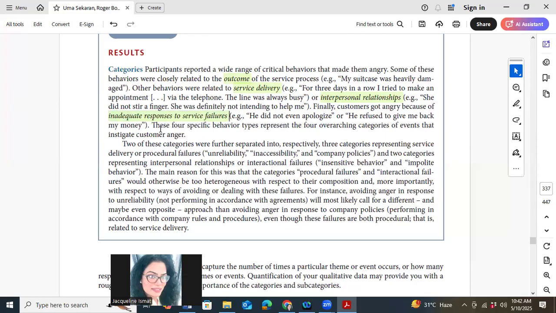It's a codes categories. Let's see. He did not even apologize, or he refused to give me back my money. ये क्या है? Inadequate response or service failure show कर रहा है. Now these four specific behaviors, ये जो behaviors है ना, examples मुझे आपको देने हैं. They represent four overarching categories of events that is to get consumer. Okay, outcome, service delivery, interpersonal relationships, inadequate service failure.